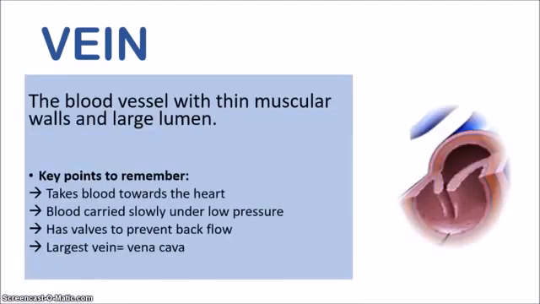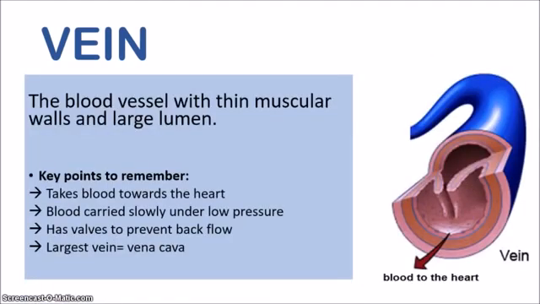Now, the vein is the blood vessel which has the thinner muscular walls and the larger lumen. So you can clearly see that in the diagram. And the key points to remember about the vein is that it's carrying blood towards the heart. You would normally have veins carrying blood towards the heart. So this would include the pulmonary vein on the left hand side and the vena cava, which is the largest vein, on the right hand side of the heart.